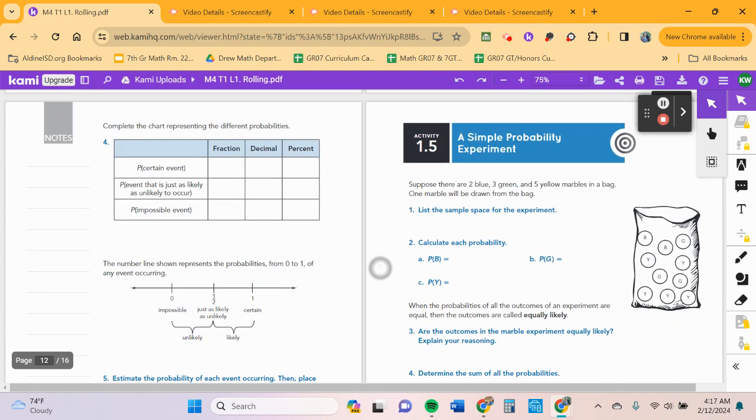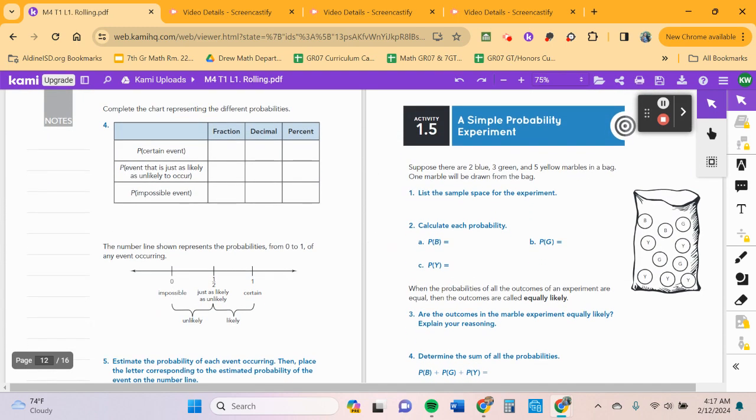All right, so number 4 on the next page says, complete the chart representing the different probabilities. I do want you to complete this on your own, but I am going to help you get started. The number line below represents the probabilities from 0 to 1 of any event occurring. So just like we read in that small section, 0 means that it's impossible. 1 means that it is certain to happen. It's for sure going to happen. And 1/2 means it is just as likely as unlikely. It's a 50-50 chance, it may or may not.